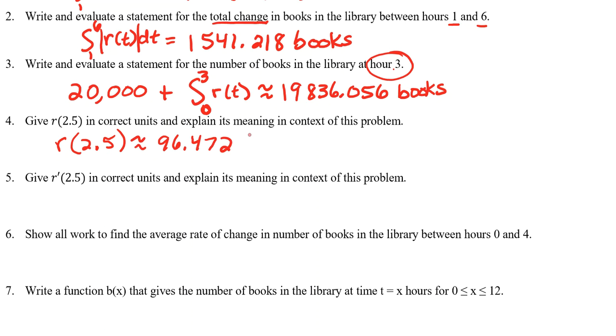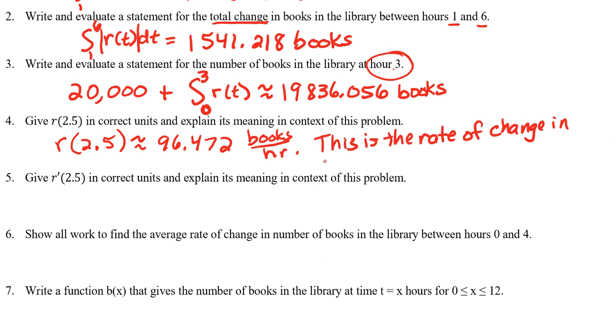Our rate is given in books per hour. So what that means is the rate of change. This is the rate of change in books available at the library.